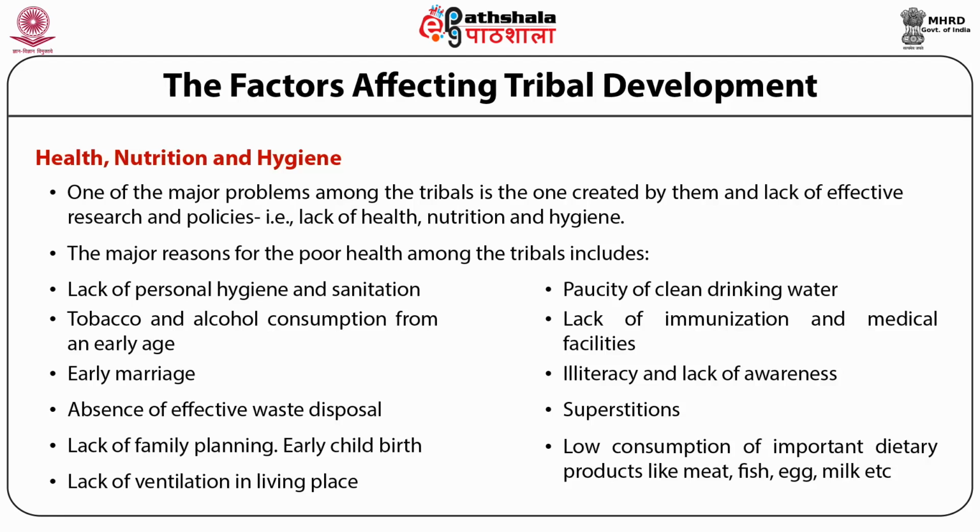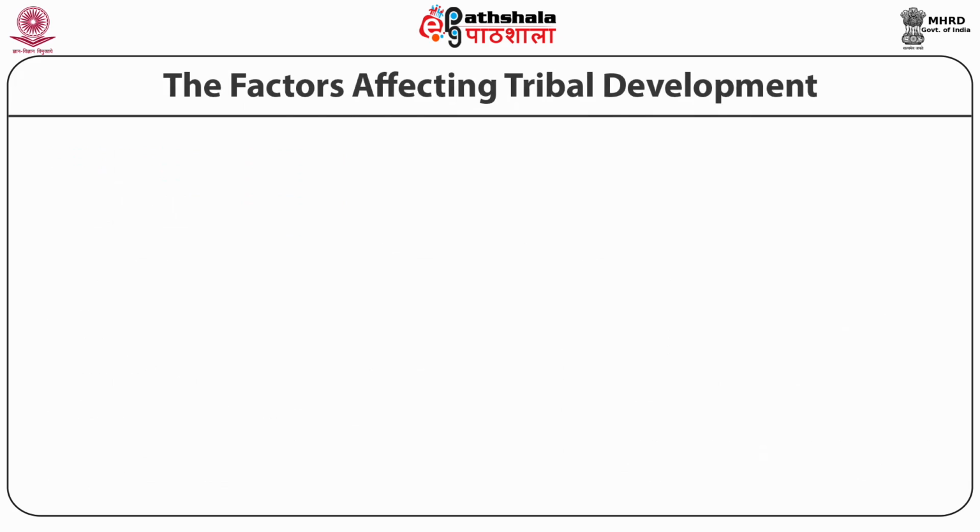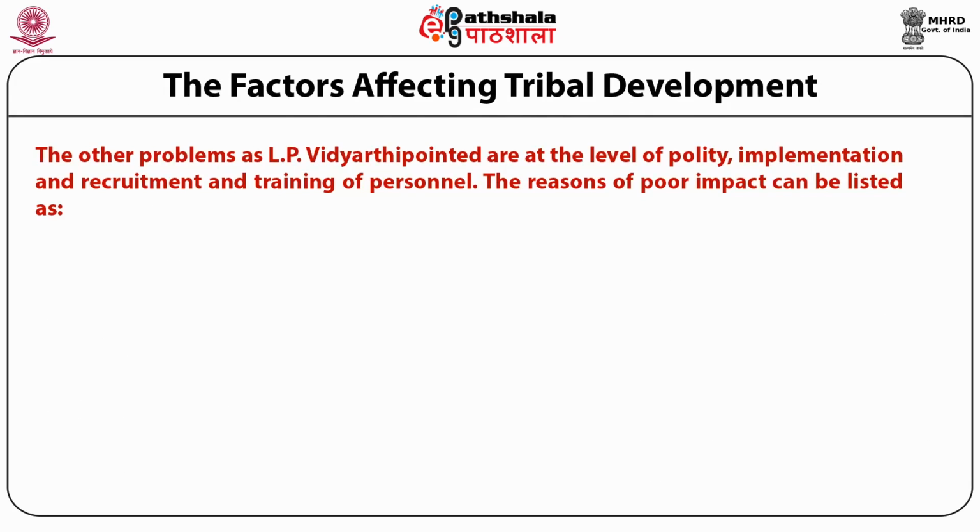The problem is manifested in different forms like malnutrition, frequent abortions, and fatal microbial and pest diseases, leading to low life expectancy among the tribals. The other problems, as L.P. Vidyarthi pointed out, are at the level of policy, implementation, and recruitment and training of personnel.